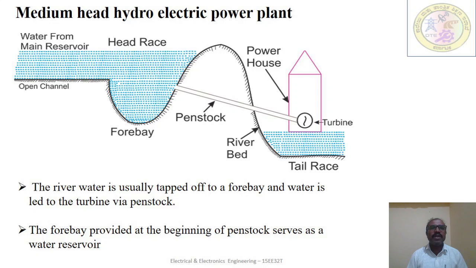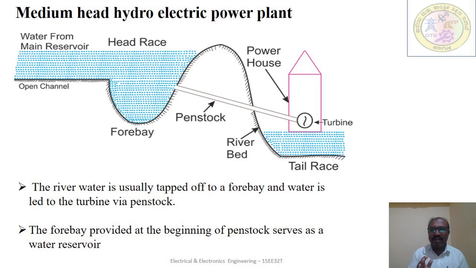Next, we look at the medium head hydroelectric power plant. In this medium head plant, you can see there is an open channel, that is, water from the main reservoir is taken through a forebay. Here the forebay will act as a dam. From the forebay, through the penstock, water is directly fed to the turbine.